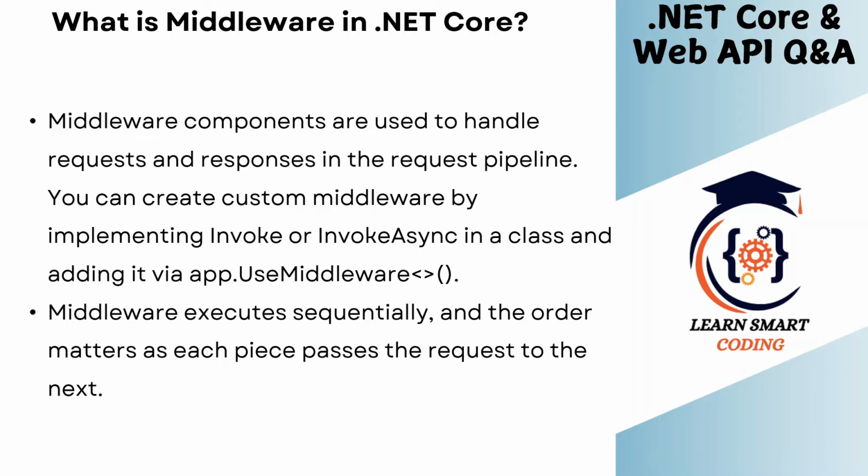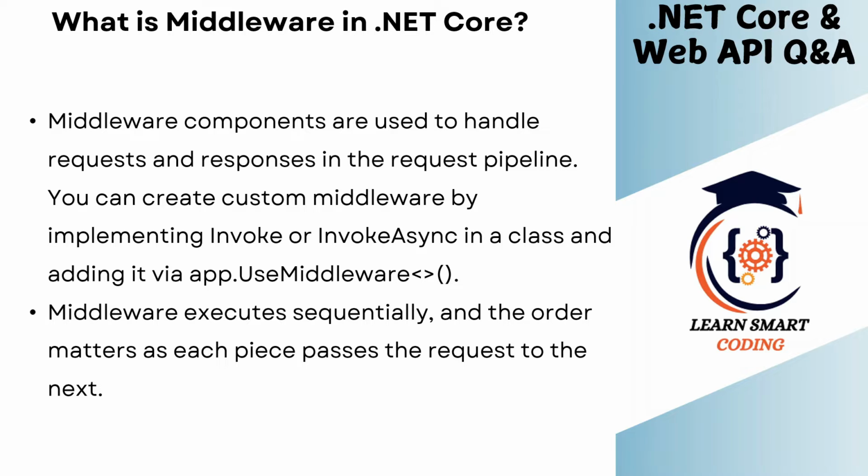So if they are talking about middleware, this is basically an important question. So let's understand. Middleware components are used to handle request and response in the request pipeline. I will show you in the code. You can create custom middlewares by implementing Invoke or InvokeAsync in a class and adding it via app.UseMiddleware and then give the name. This is how you use it, right?